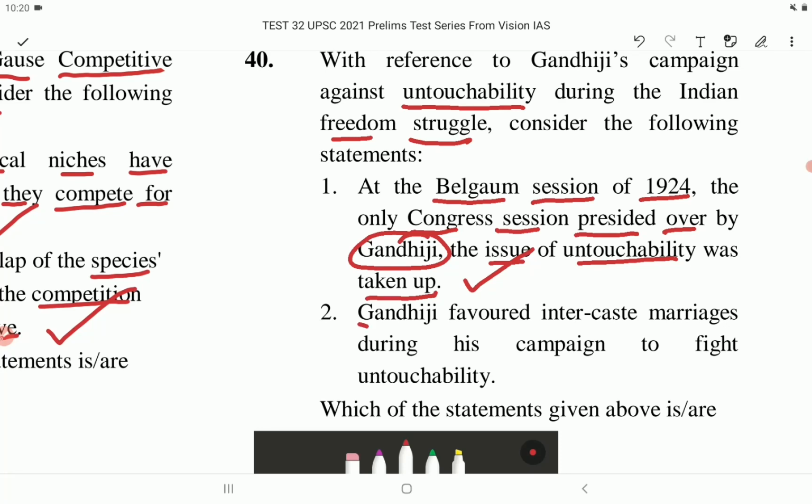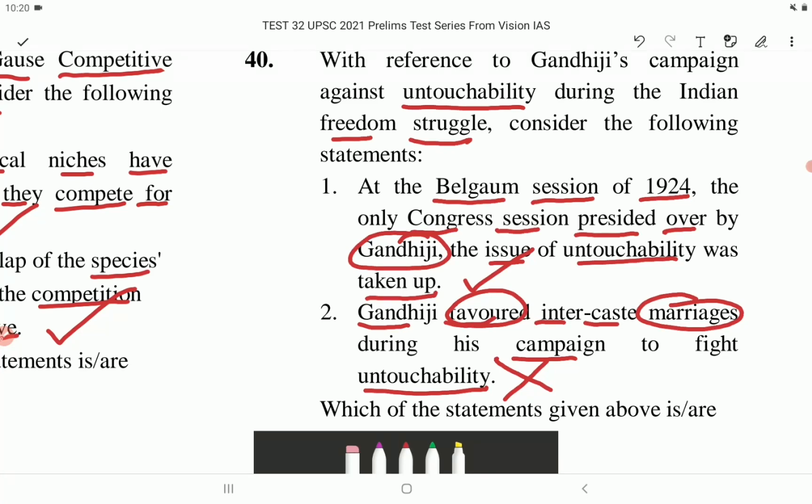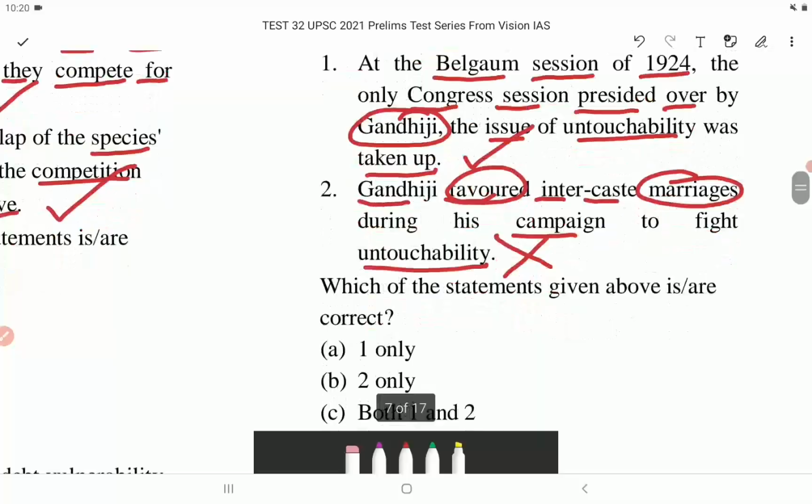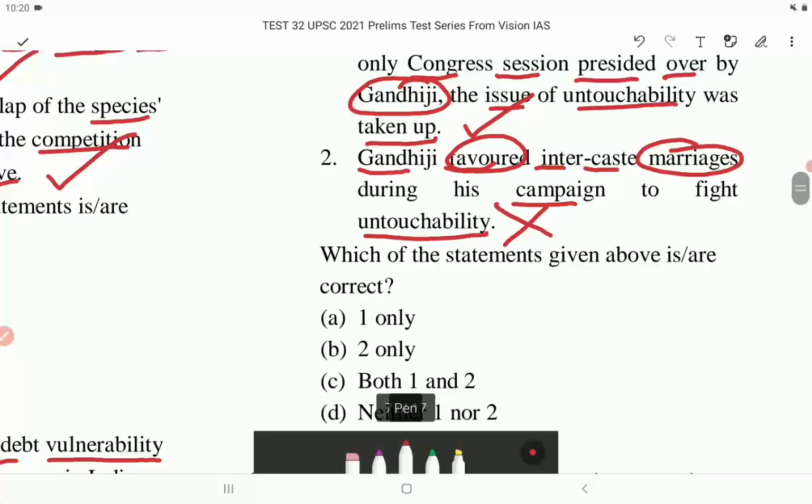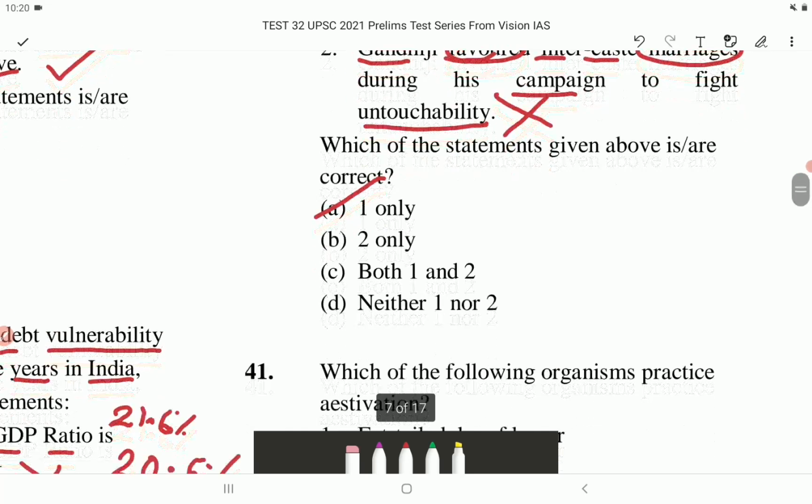Statement 2. Gandhiji favored intercaste marriages during his campaign to fight untouchability. This is incorrect. He did not favor intercaste marriages. Gandhiji was not in favor of mixing up the issue of removal of untouchability with that of intercaste marriages. So statement 2 is incorrect. Which of the statements given above is or are correct? The correct answer is option A, that is 1 only. Now let's come to question number 41.